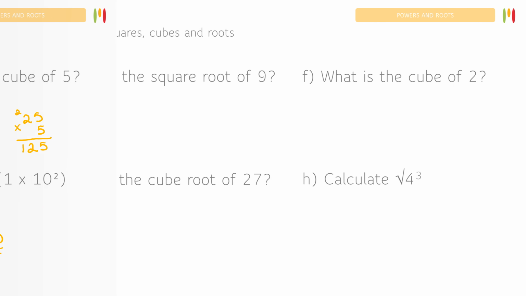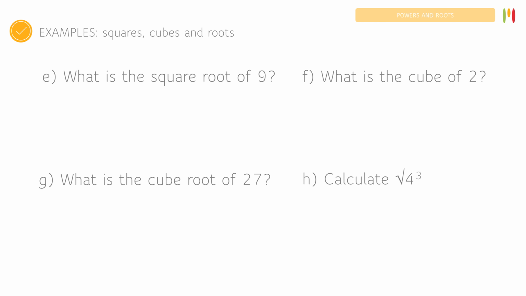For question E, we need to square root 9. We know 3 times 3 is 9, so the square root of 9 is 3. We also need to add the second answer of minus 3. Now on to F. The cube of 2 is equal to 2 times 2 times 2. This is the same as 4 times 2, which we know is 8. So 2 cubed is 8.